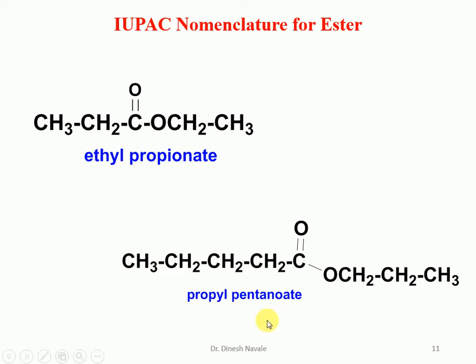So while giving the IUPAC nomenclature of an ester, first write down the alkyl part, then the alkanoate part. In this case, the alkyl part is this one, whereas the alkanoate part belongs to the carboxylic acid group.